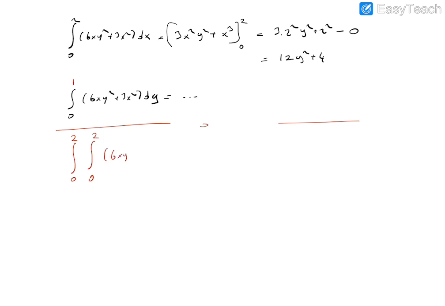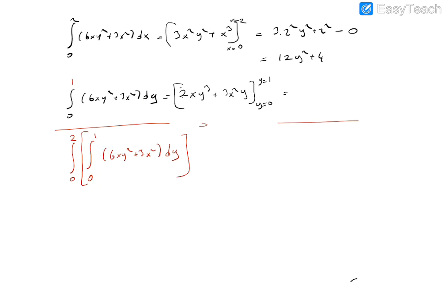6xy squared plus 3x squared. First we integrate in terms of y, dy, with limits 0 to 1, and then we integrate the obtained function, which is a function of x. Let's calculate. What is the integral of 6xy squared? 2xy cubed plus 3x squared y, where y changes from 0 to 1. Here x changes from 0 to 2 in the first case. So this equals 2x plus 3x squared.